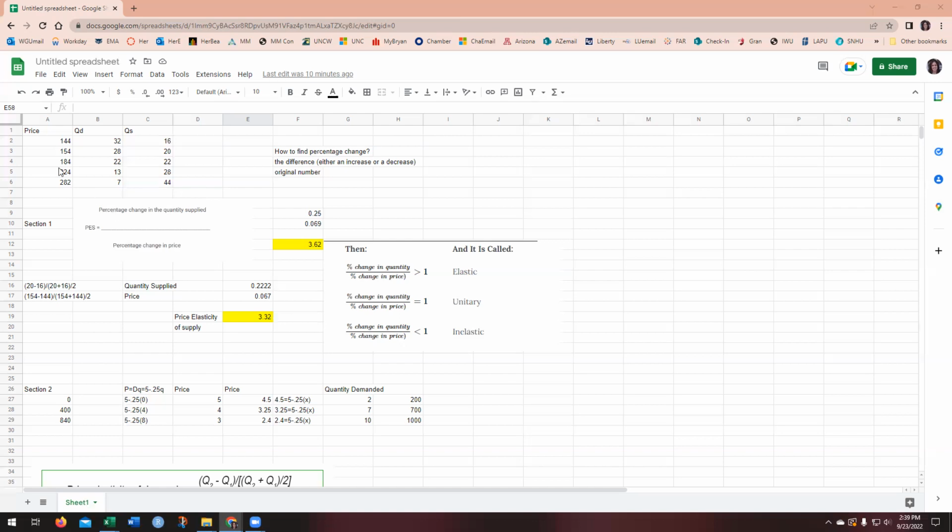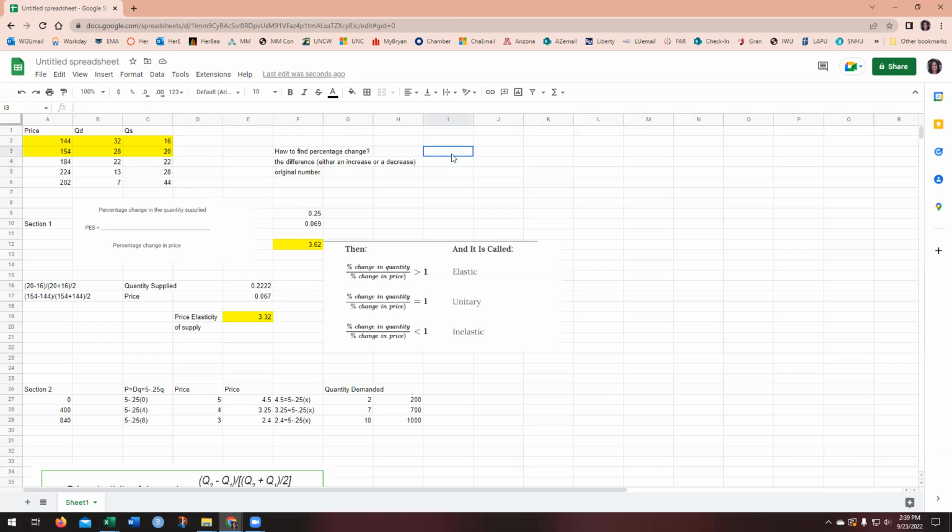With this, we are going from here to here, basically from 144 to 154. And so we have a price and quantity supplied. So we're looking at these 16, 20 and 144, 154 numbers. To do it this way, percentage change in quantity supplied, if you ever need to find percentage change, you are going to look at the difference, which is either an increase or a decrease, and you're going to divide that by the original number. That is pretty much the easiest way to think about it.